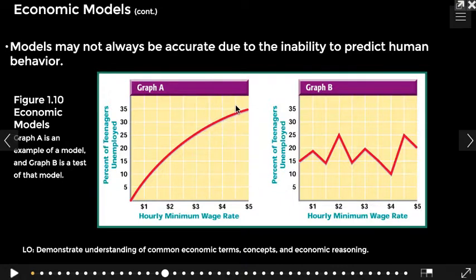And the prediction is that as the hourly minimum wage rate increases, you see a very steady increase in the number of teenagers unemployed. But when you look at the test of that model, you see that the test doesn't really match with the theory or with the model. So when they test this model, you can see how it is inaccurate. The unemployment rate kind of goes up and down as the hourly minimum wage increases.